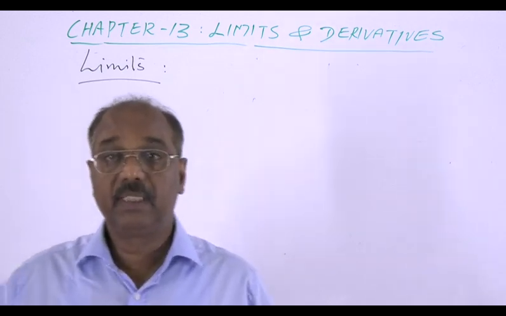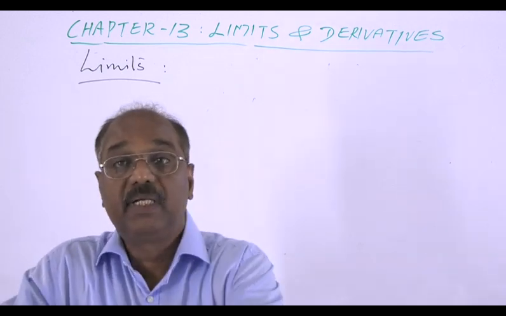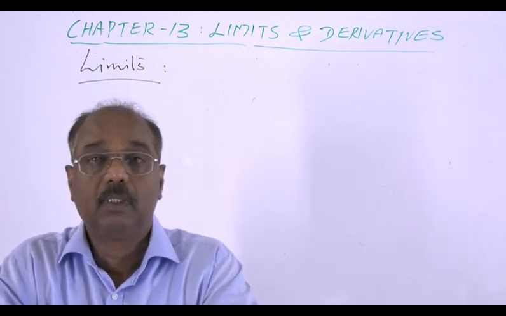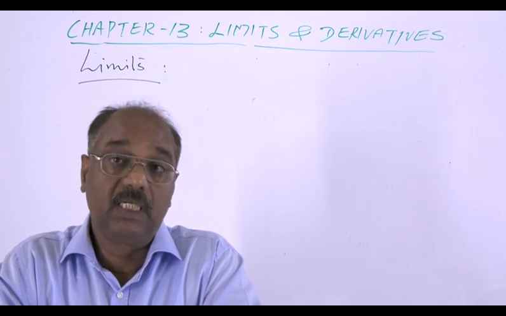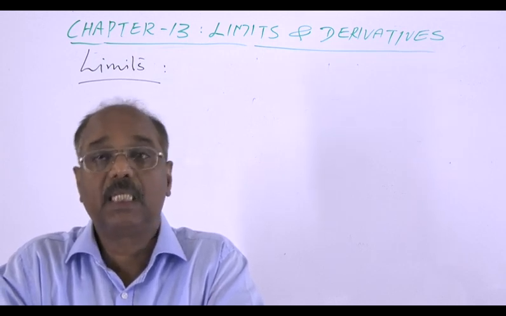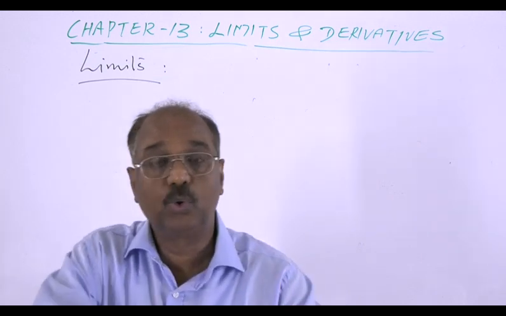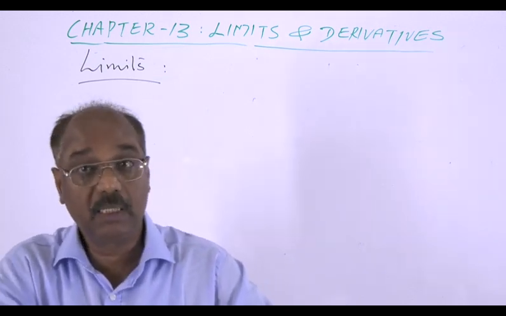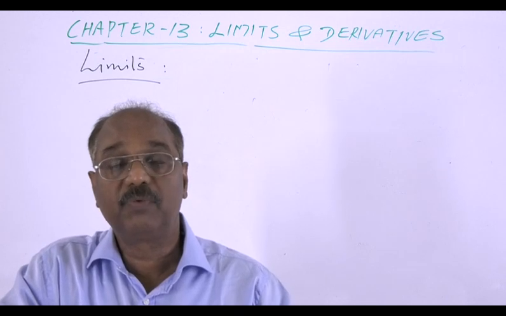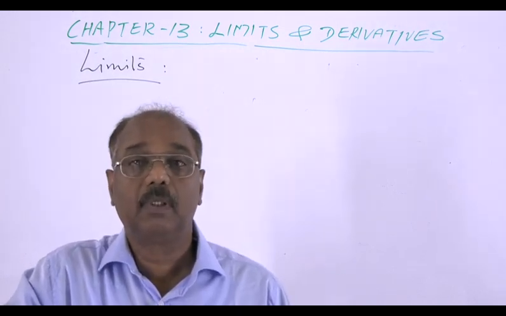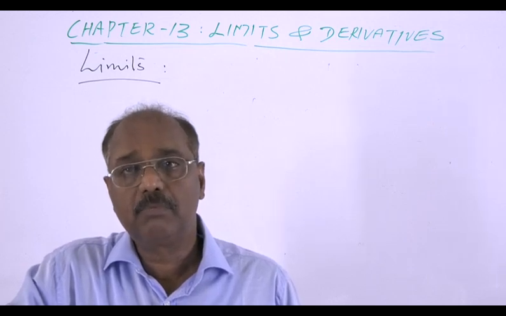We have defined the limit of a function in the previous video. We have defined the left-hand limit, the right-hand limit, and if these two coincide, then the common limit as the limit of a function. All these we have defined. But we need some more details.